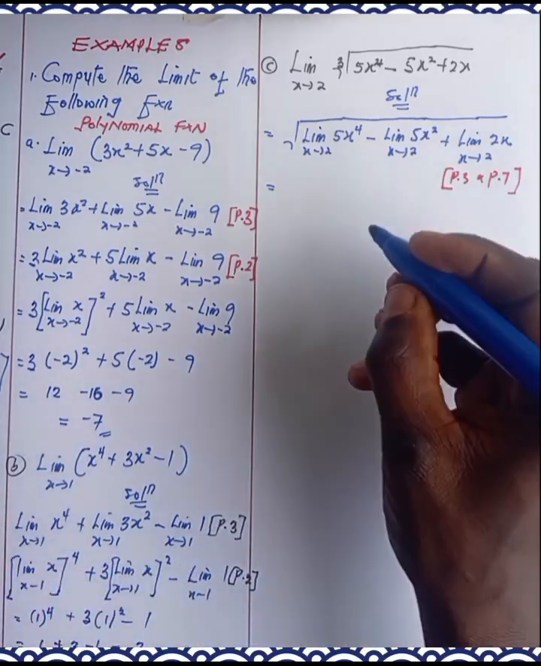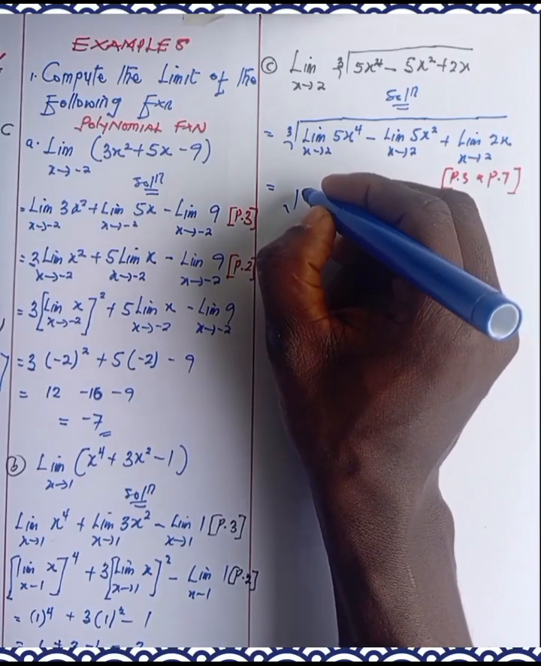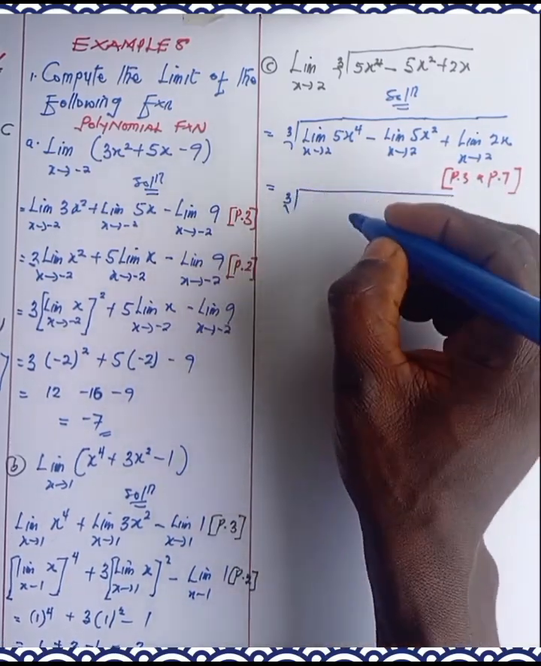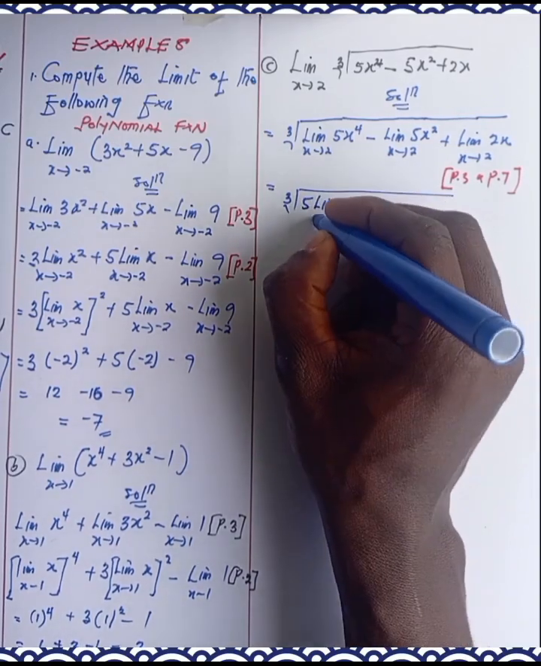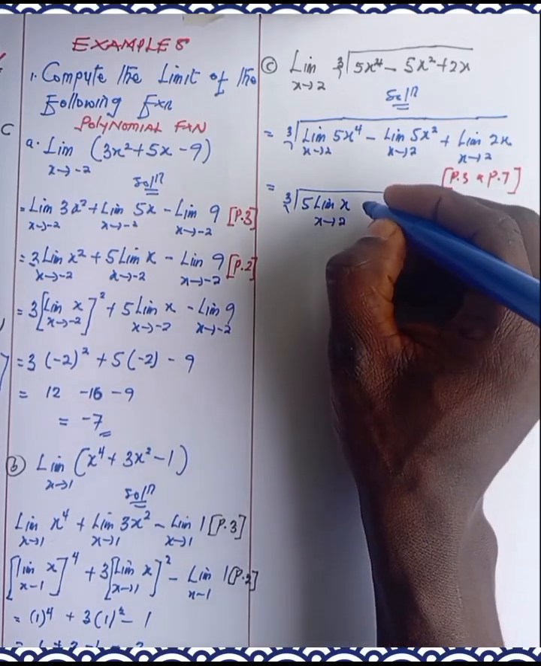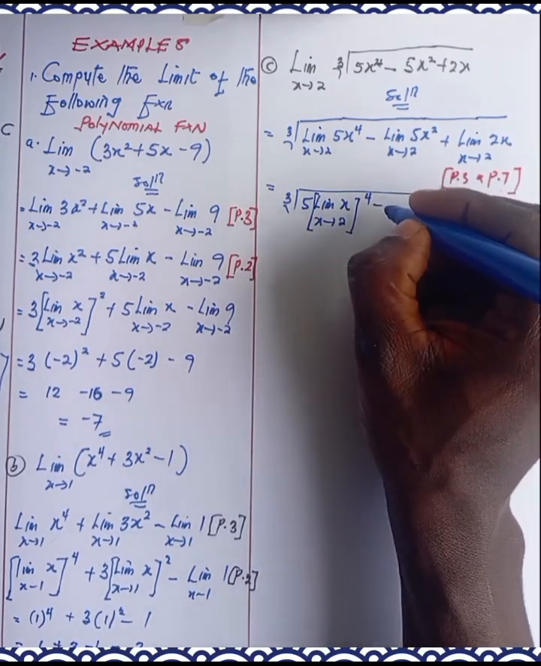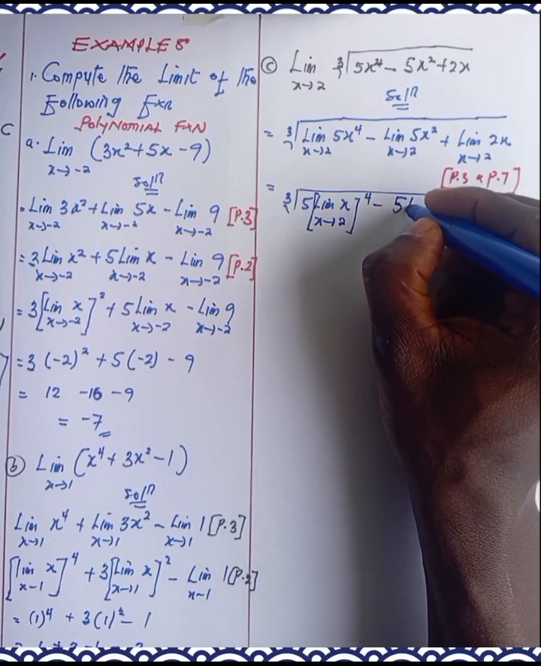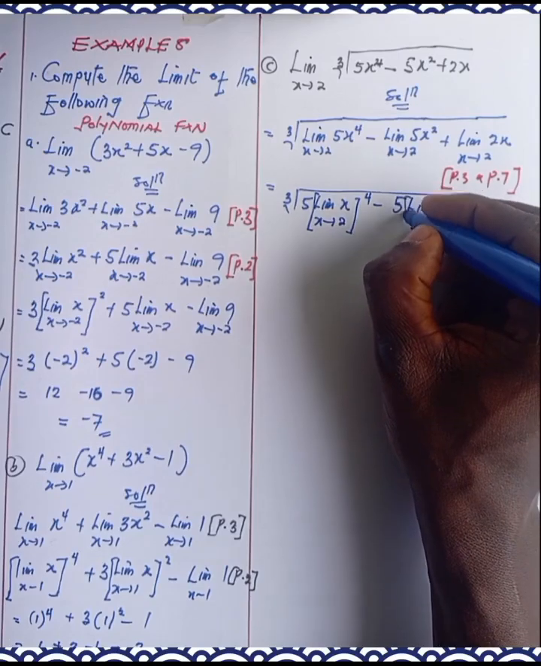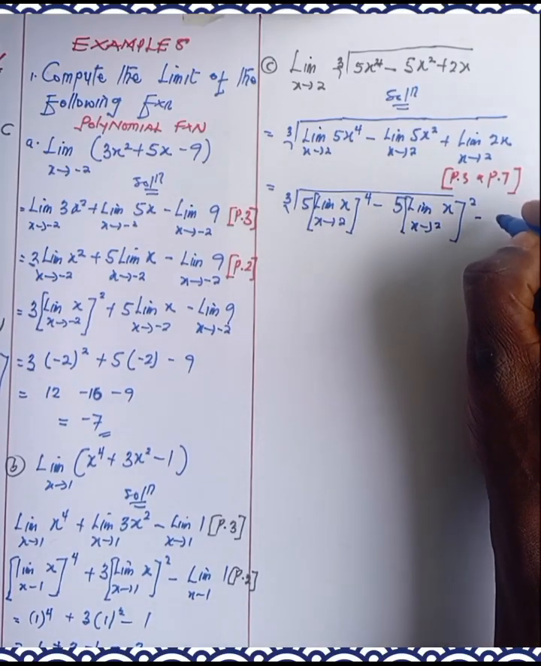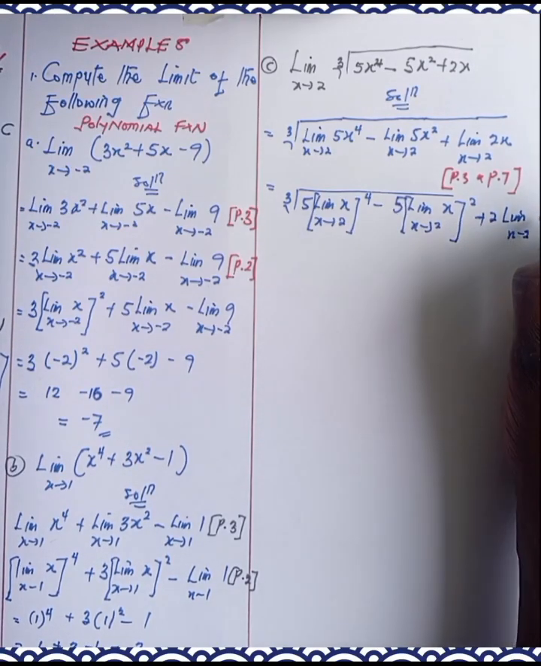So the next one, we are still going to apply the property. This is the cube root. So we have the cube root of the limit of a constant times a function. So we have 5 out. The limit as x approaches 2 of x to the power 4 minus 5 out, the limit as x approaches 2 of x squared plus 2 times the limit as x approaches 2 of x.